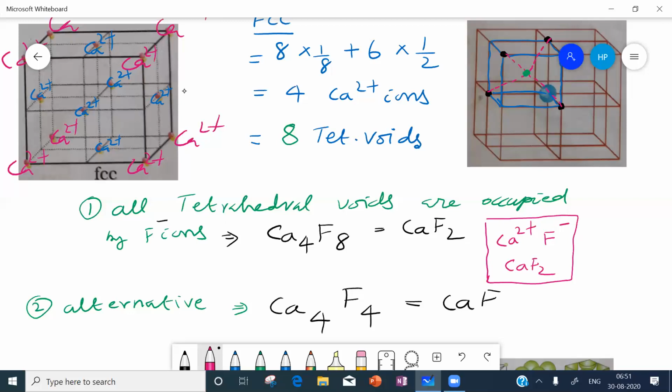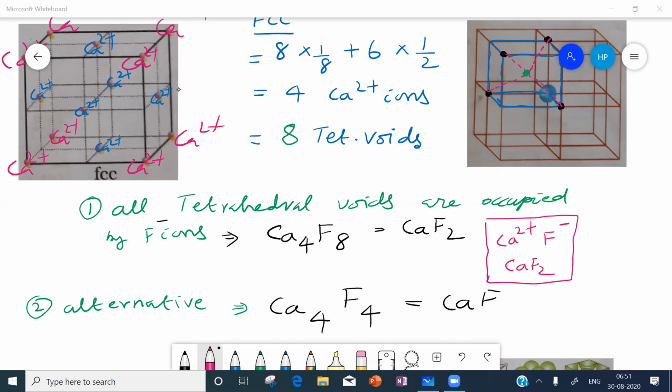So per unit cell, how many calcium ions? Means 4 calcium ions in the FCC lattice. So in the lattice, per unit cell contains 4 calcium ions. How many tetrahedral voids? Means 8 tetrahedral voids. Per unit cell contains 8 tetrahedral voids.